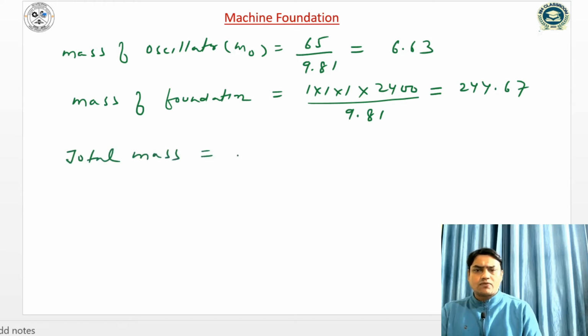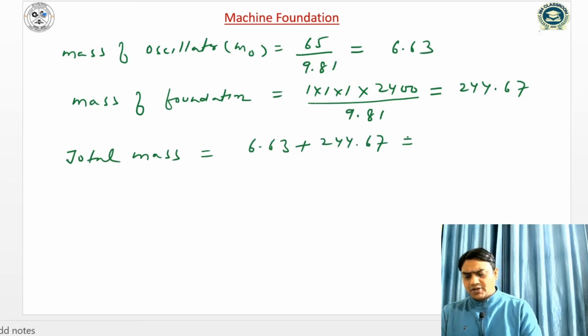So the total mass is equal to mass of foundation plus mass of oscillator, 6.63 plus 244.67. So it will be 244.67 plus 6.63. So it is 251.3 kg. 251.3 total mass.